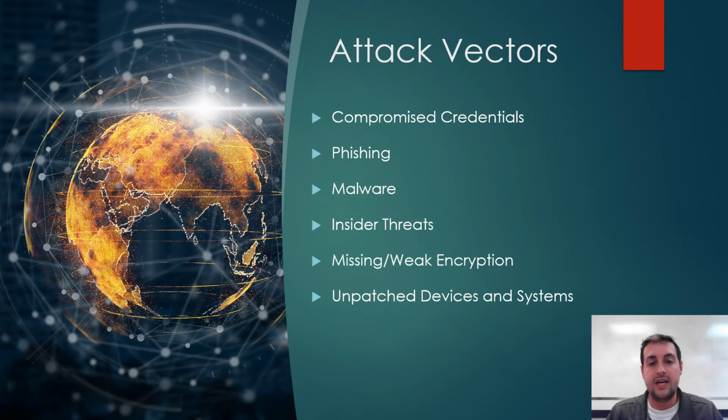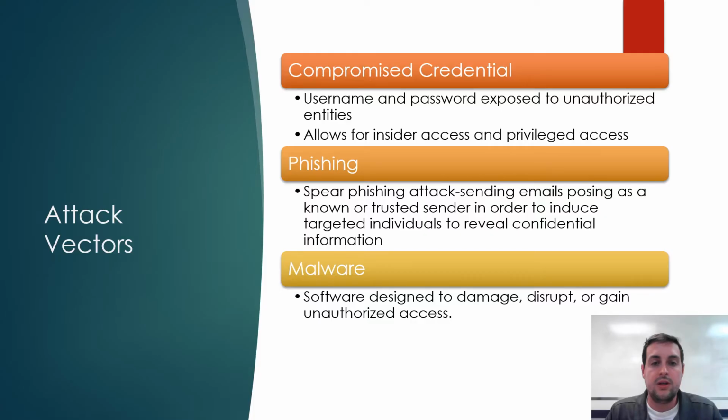So now we're going to look at attack vectors. Attack vectors are compromised credentials, phishing, malware, insider threats, missing or weak encryption, and unpatched devices and systems. Really, we're just going to focus on the first 3 attack vectors for this lab. Compromised credentials are a username and password exposed to unauthorized entities. This allows for insider access and privileged access.